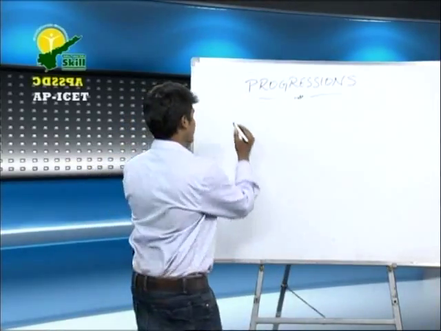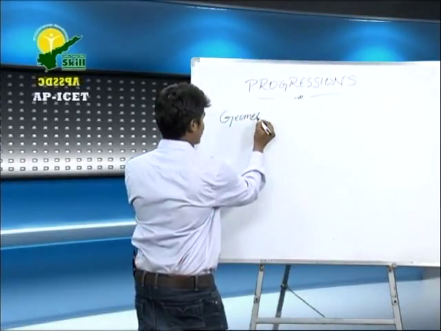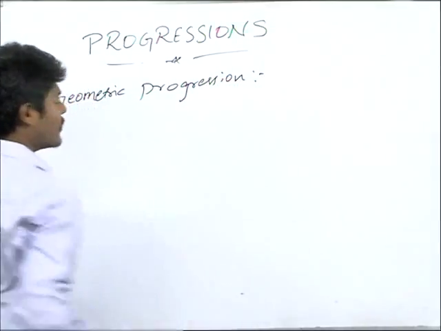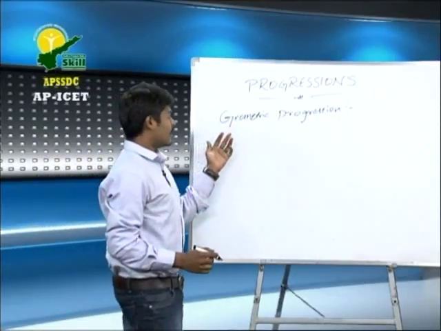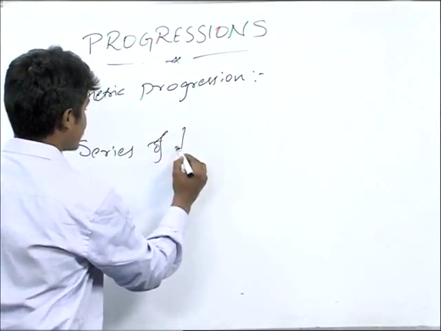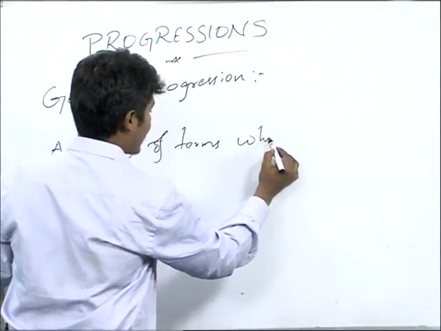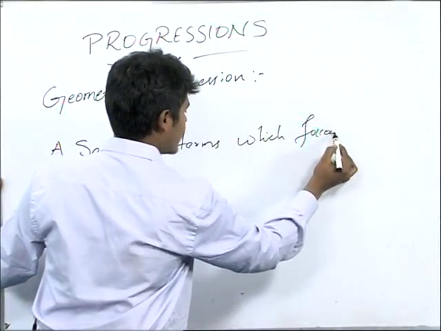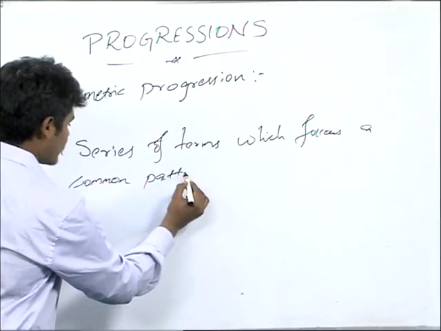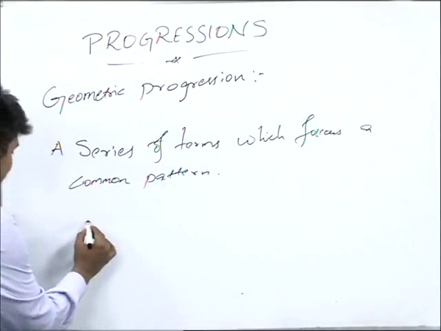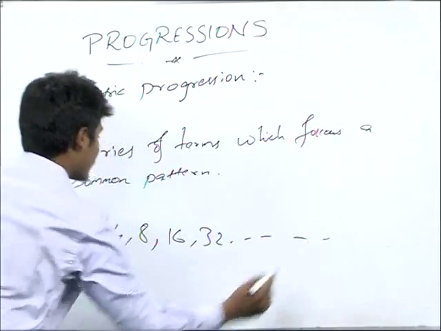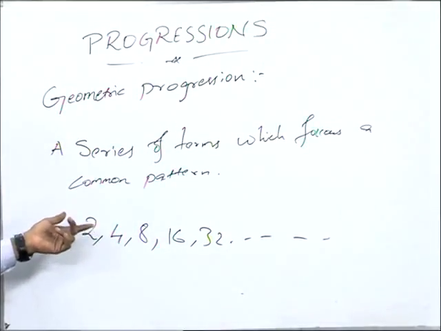Now let's go to geometric progression. Geometric progression means a series of terms which follows a common pattern. See a small example: 2, 4, 8, 16, 32, so on. This is an example of geometric progression.